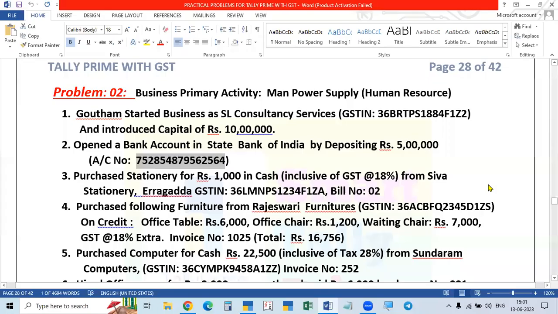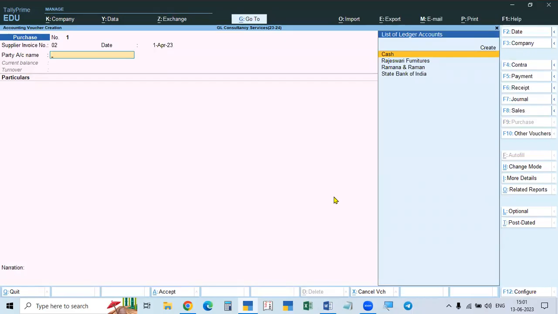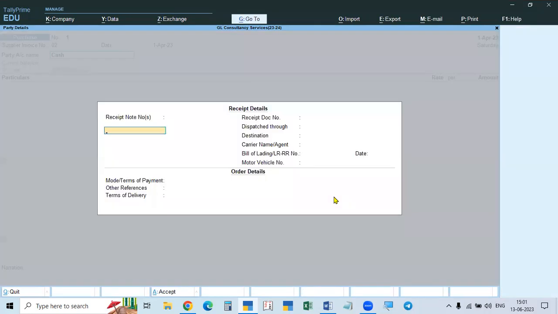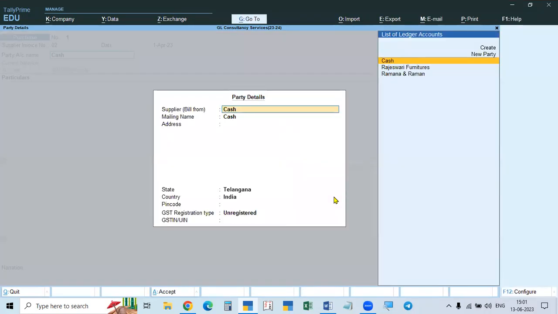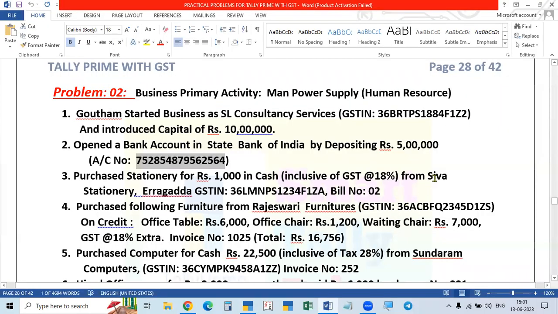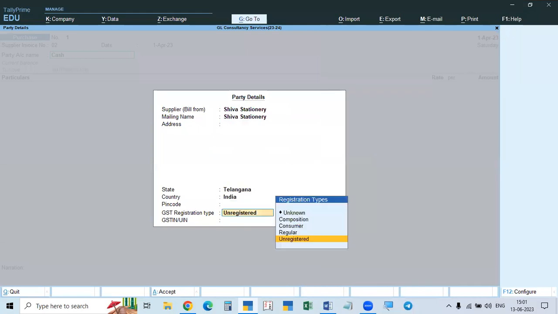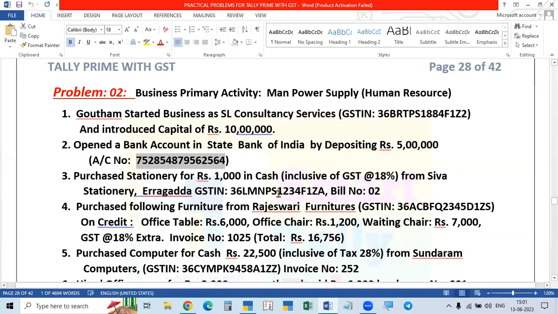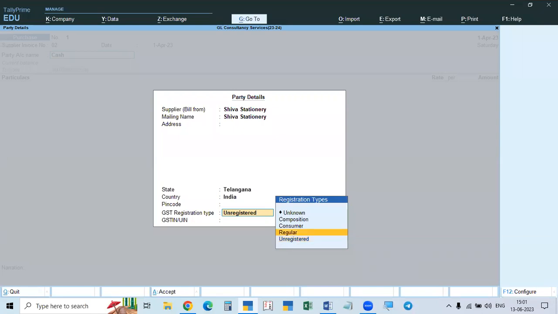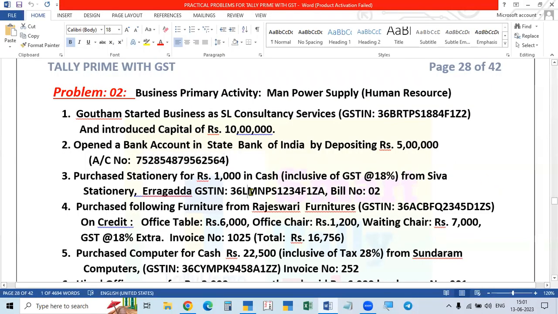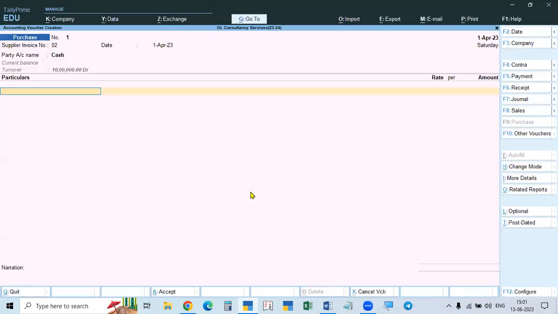And here the party name. When you are purchasing for cash, just like the purchase and sale of goods earlier, the same thing applies here also. This can be done in two ways. One is directly showing it as a cash purchase. In such a case, you have to press Alt+Enter for the party details and give the name of the party, Shiva Stationery. It is a new party, a registered shop, so regular, and you have to give the date here.